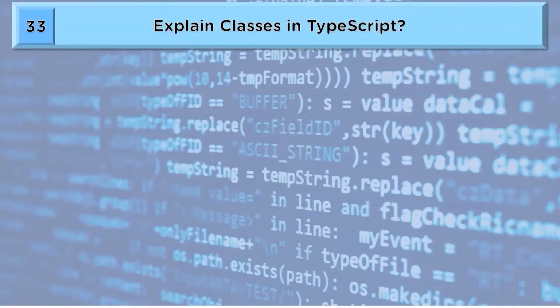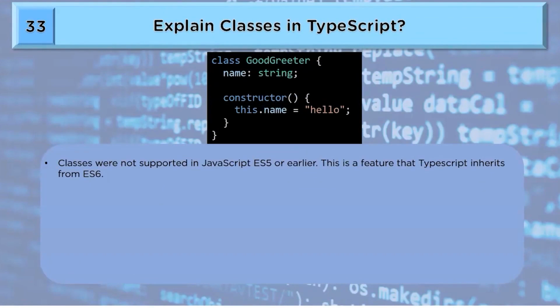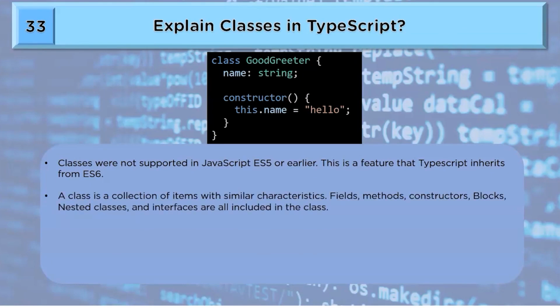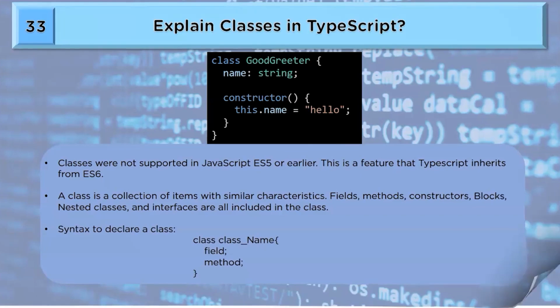Explain classes in TypeScript. Classes are not supported in JavaScript, ES5 or earlier. This feature is something TypeScript inherits from ES6. A class is a collection of items with similar characteristics. Fields, methods, constructors, blocks, nested classes, and interfaces are all included in classes. Below is the syntax to declare a class. In terms of OOPs, a class is a template for producing objects.